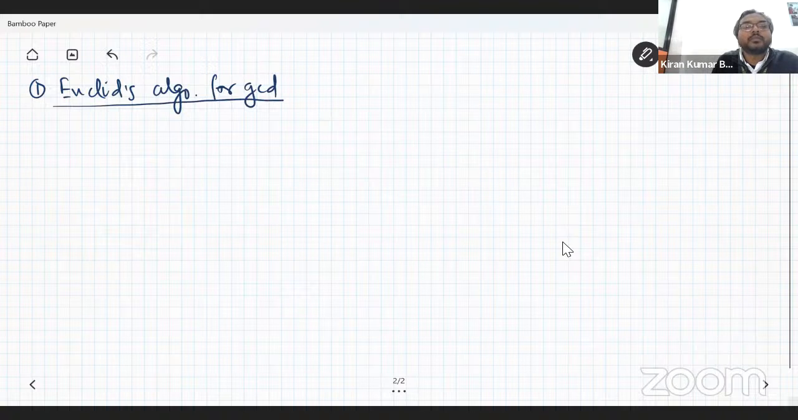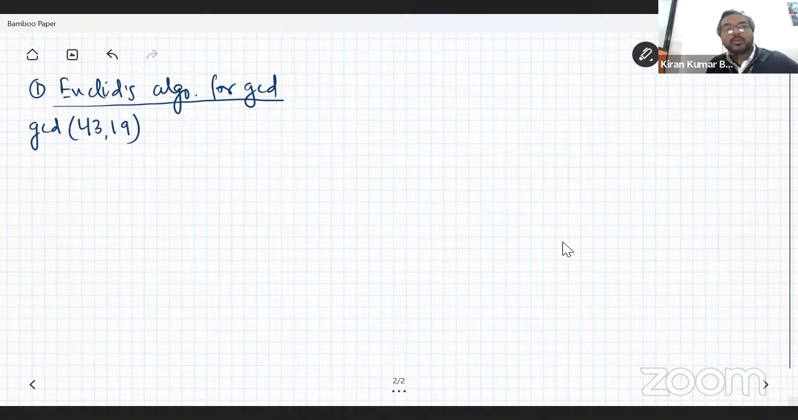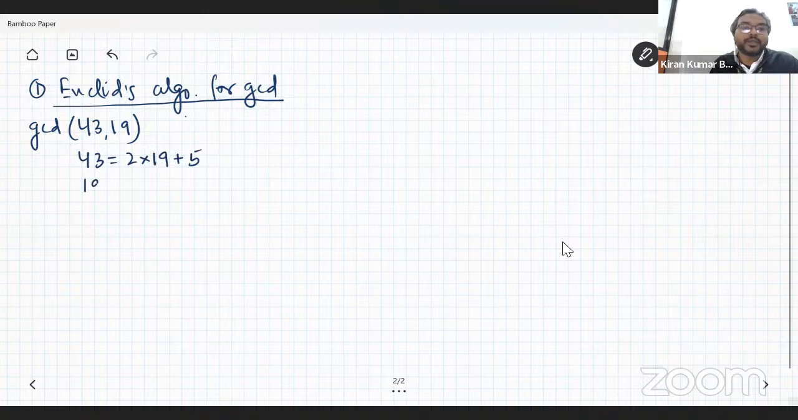Now, for example, I want to find the GCD of 43 and 19. So what was Euclid's algorithm? It is 43 equals 2 into 19 plus 5. And then you divide the quotient by the remainder.